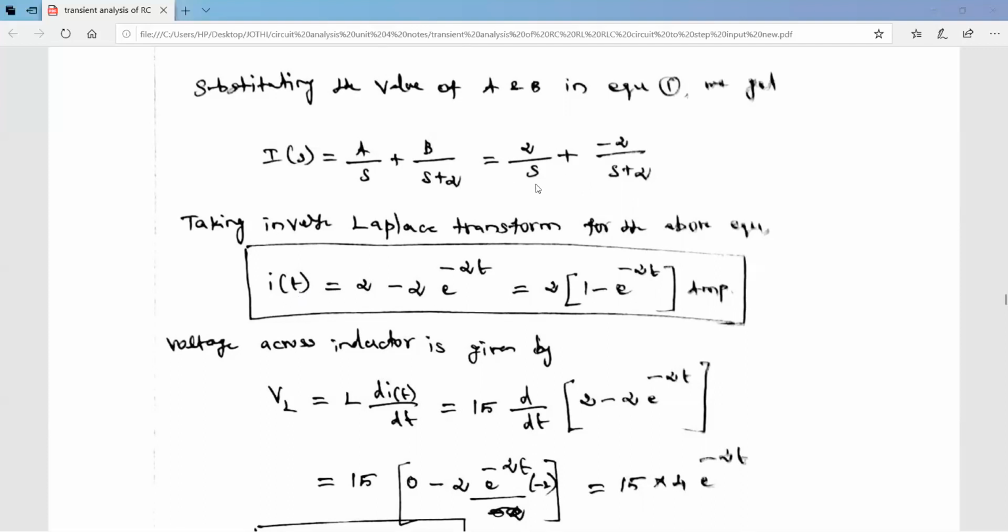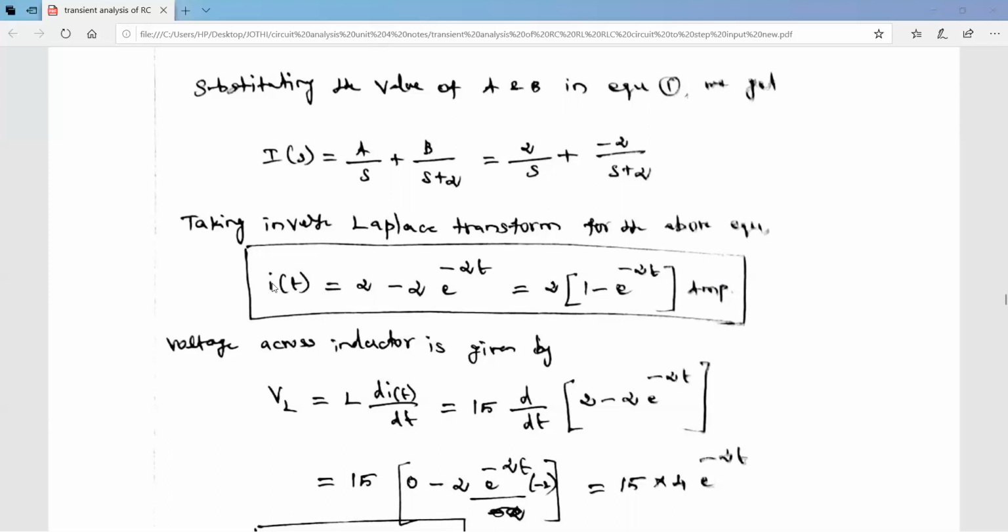What is the inverse Laplace transform of some constant divided by s? You know, for any constant, the Laplace transform value is the constant divided by s. So the inverse transform of some value divided by s is that constant. And minus 2 into what is the inverse Laplace transform of 1 by s plus a? It is e power minus at. In the place of a, which one is available? 2. So e power minus 2t. The 2 is a constant, so you take it outside, and we can write it as 2 into 1 minus e power minus 2t. So this is the transient current flowing through the RL circuit.